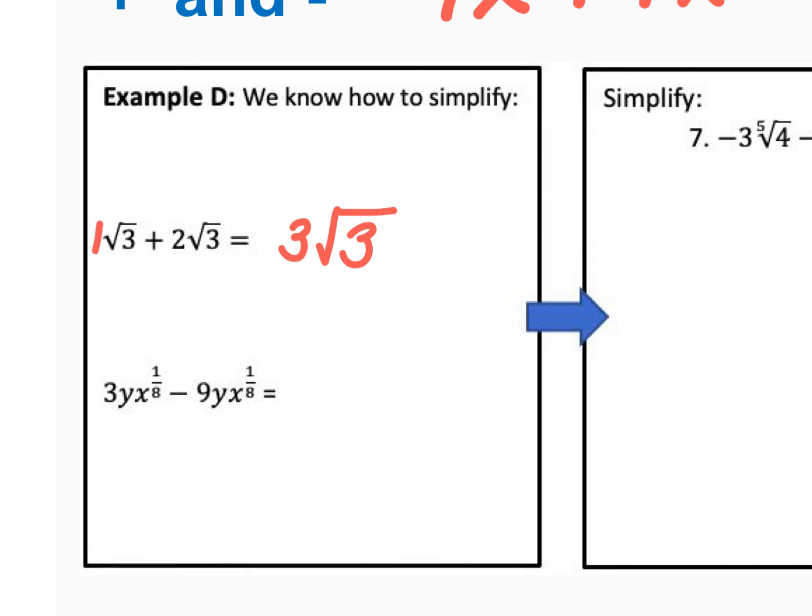Okay. How does that appear? How is that similar when we have rational exponents? So the variable part would need to be identical, and it is. So this would give me, combine my coefficients, -6, and then keep the variable part, x to the 1/8.